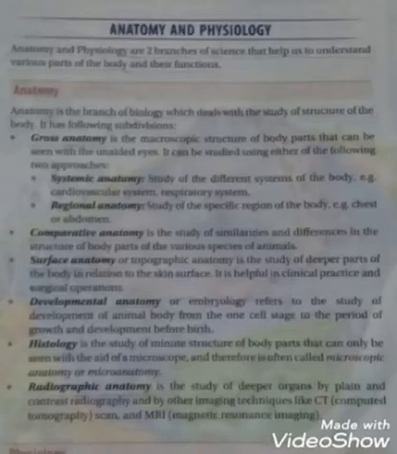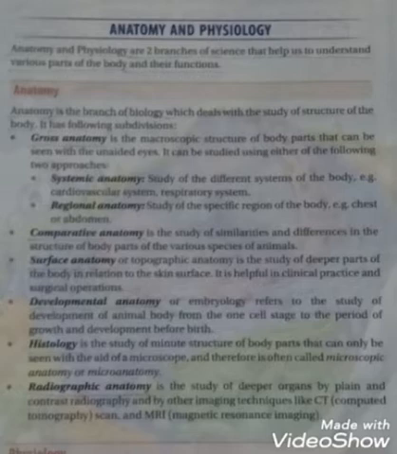Human body. In the first chapter, we learn first about anatomy and physiology. What is called anatomy and what is called physiology? Anatomy and physiology are two branches of science that help us to understand the various parts of the body and their function. Various parts like kidney, lungs, liver, heart, etc.